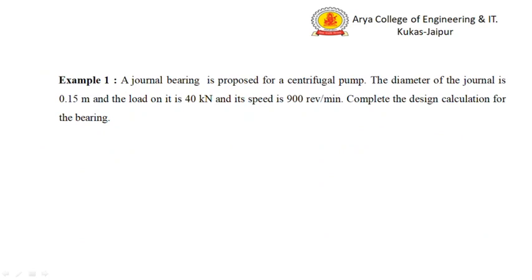So, this is the problem. We have to design a journal bearing for a centrifugal pump. The diameter of the journal is 0.15 meter, the load on it is 40 kilonewton, and the speed in RPM is 900.